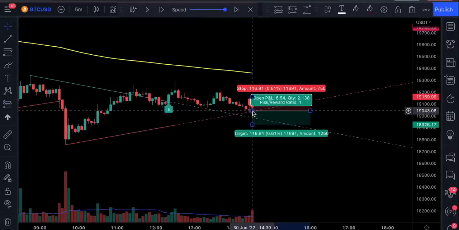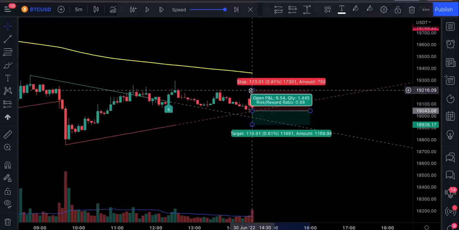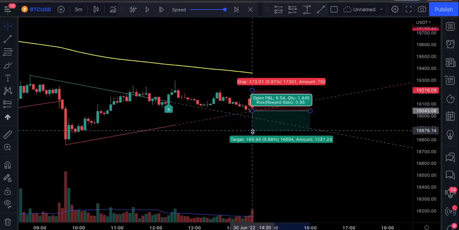Our stop loss will be set at the recent swing high, and we're going to be targeting 1.5 times the risk.